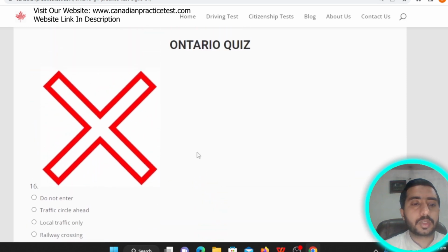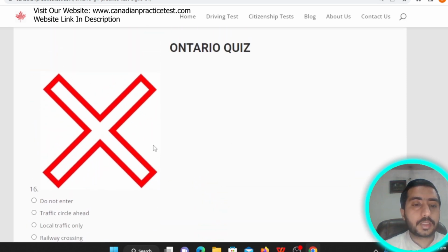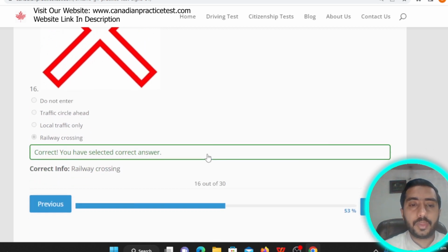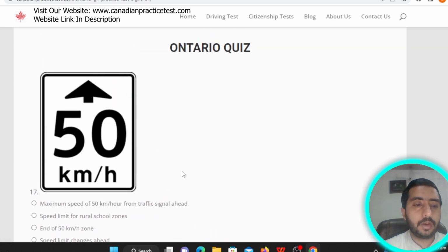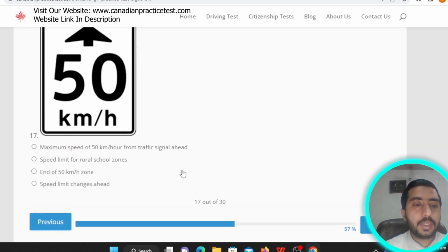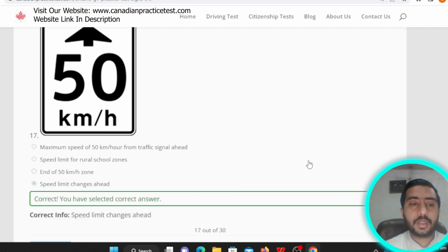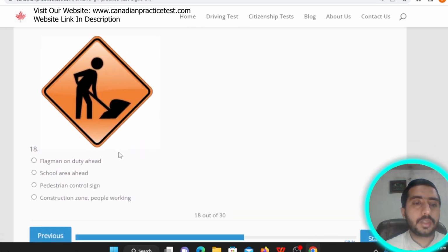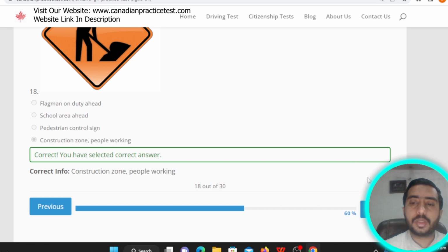Next question, question number 16, and the 16th symbol clearly represents railway crossing, which is option D. Next question, question number 17, and this 17th symbol is denoted by speed limit changes ahead. Option D is the correct one. Next question, question number 18, and the 18th symbol represents construction zone, people working. Option D is the correct option.